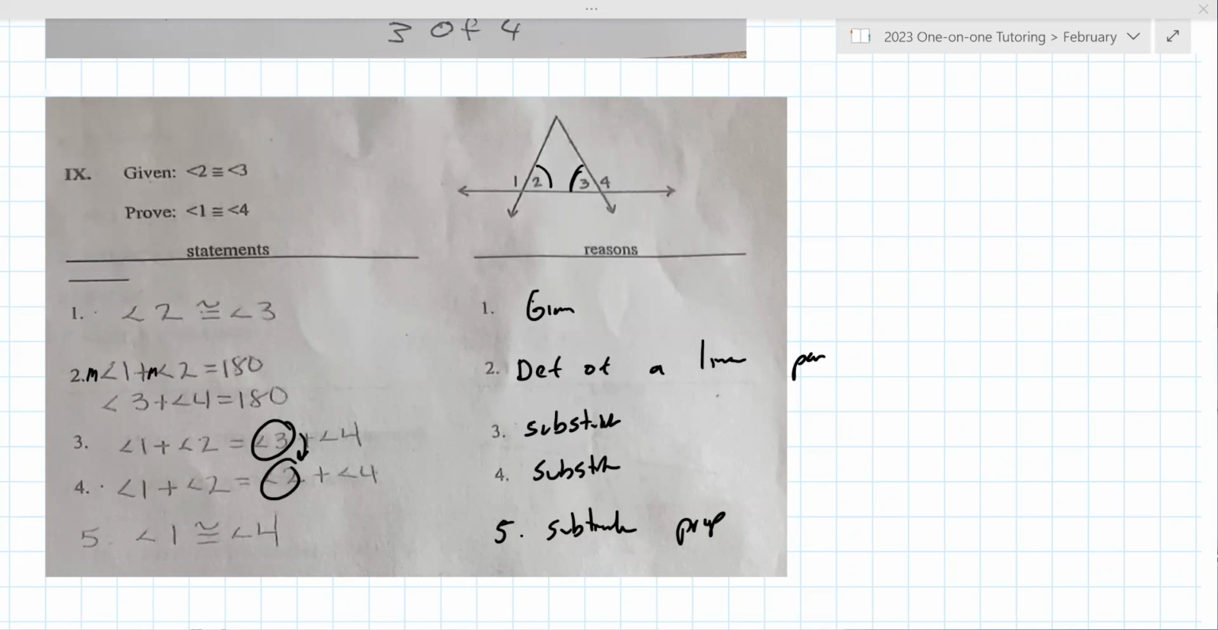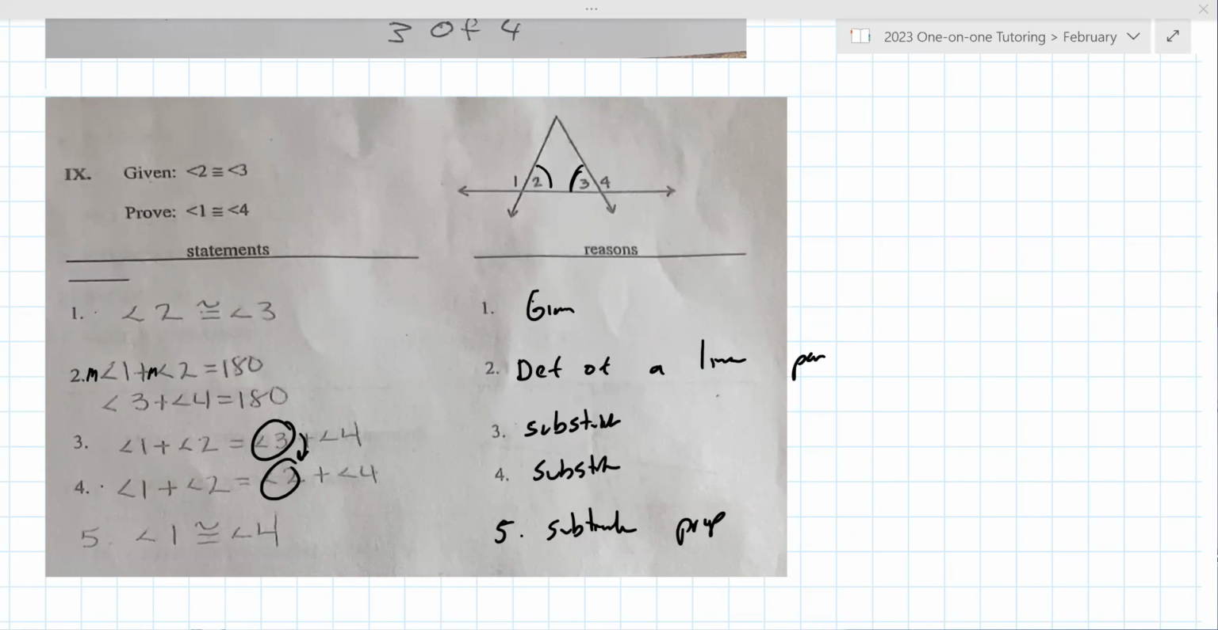All right, well, that takes care of those proofs. I'm not sure if that was helpful or not, but there was a lot of repetition in terms of substituting versus adding together.